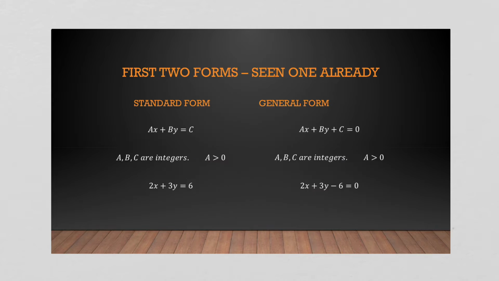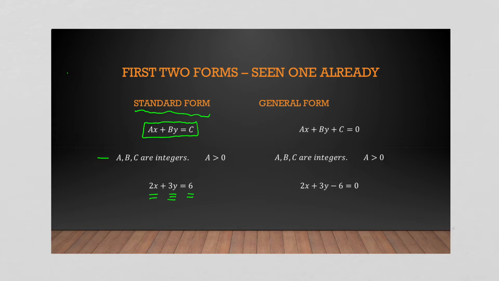So first 2, we've already seen one of them, okay? We have what's called standard form. And we've looked at standard form before, right? It's in the form of ax plus by equals c. The x and the y are on the same side of the equation. We didn't love this one, but it had its benefits. And then it equals our number, right?